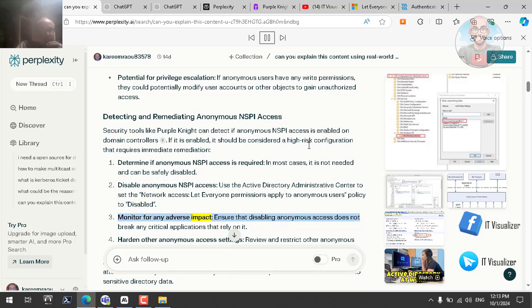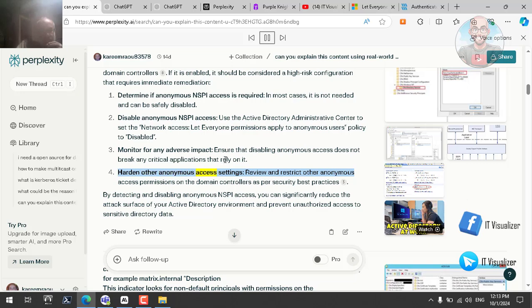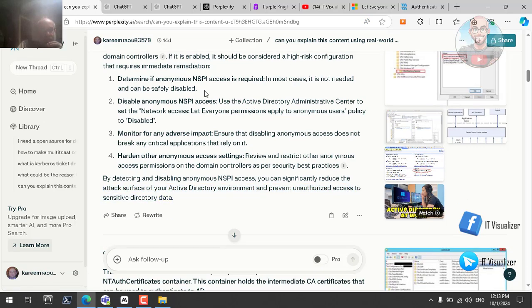Monitor for any adverse impact. Ensure that disabling anonymous access does not break any critical applications that rely on it. Harden other anonymous access settings. Review and restrict other anonymous access permissions on the domain controllers as per security best practices. By detecting and disabling anonymous NSPI access, you can significantly reduce the attack surface of your Active Directory environment and prevent unauthorized access to sensitive directory data. So, very, very good answer.